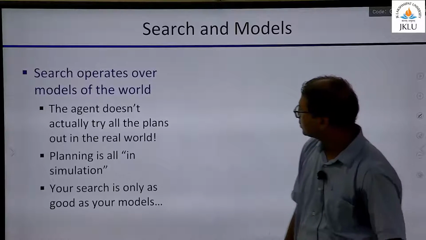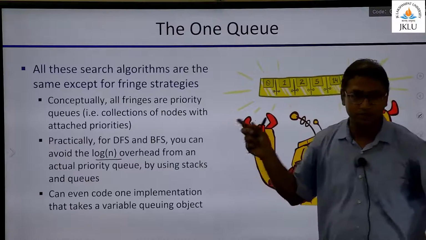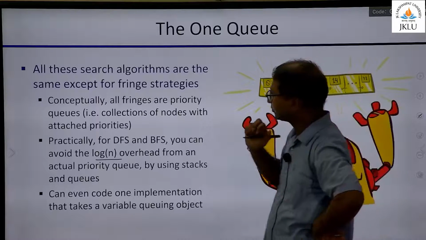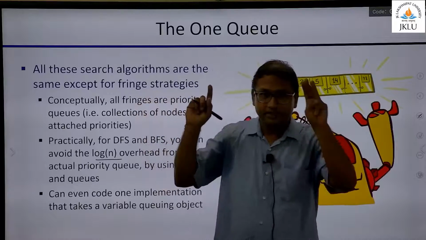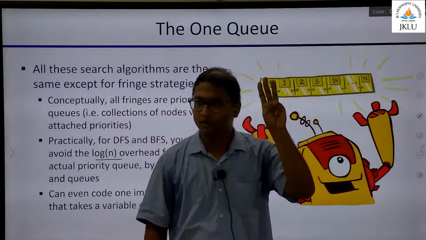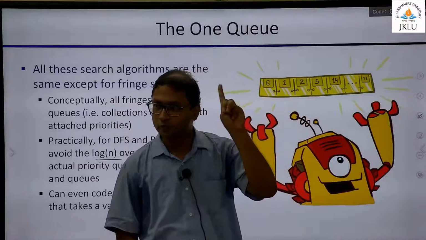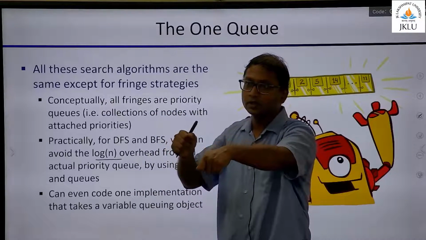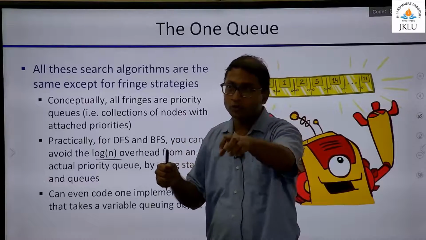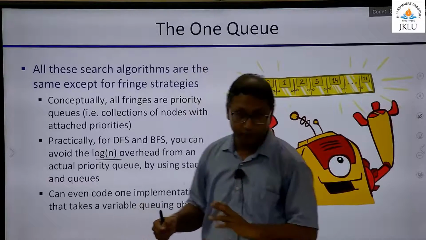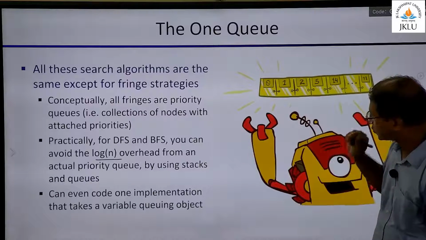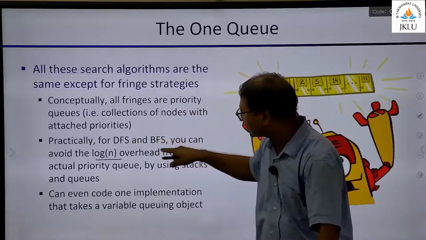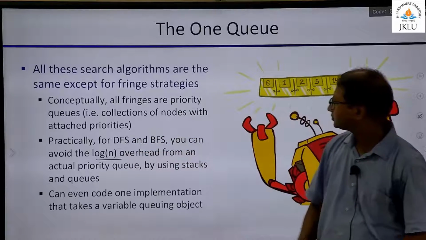All the three things that we have done, DFS, BFS and UCS, they are basically the same thing. The only difference is how you are taking out the nodes to expand, right? So how are you emptying the fringe? That's what makes the difference. And what is this? Practically for DFS and BFS, you can avoid the log n overhead.